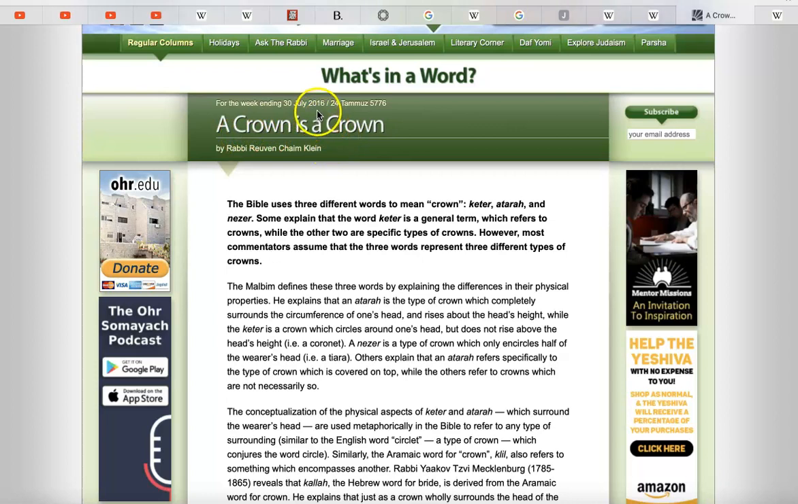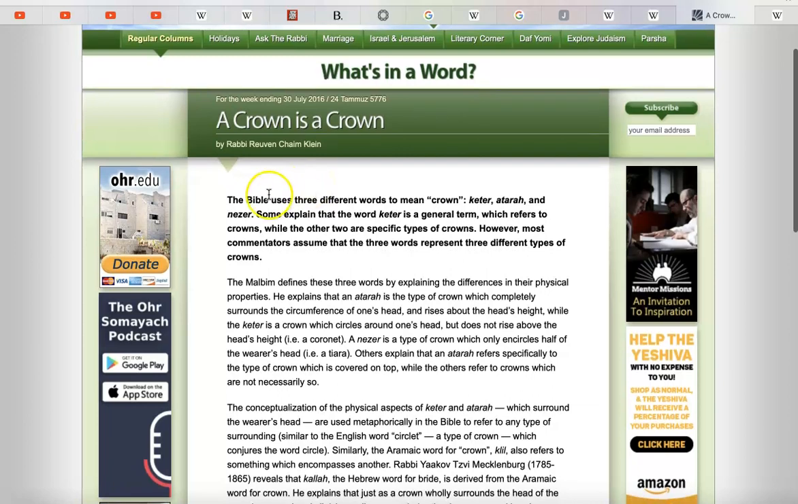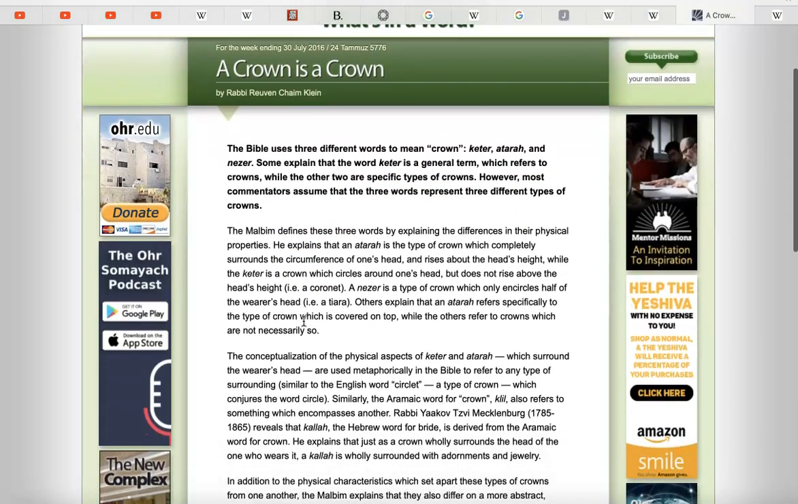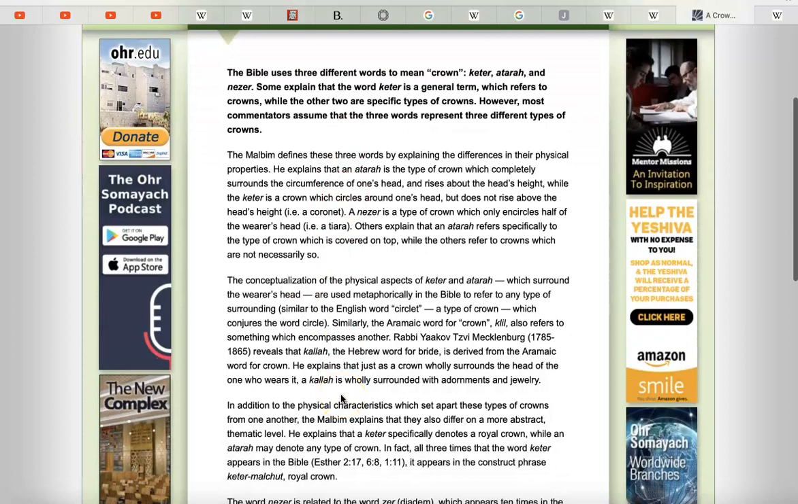And this was written back in 2016 by somebody named Rabbi Reuven Chaim Klein. Okay, so here we are. Why am I here? The Bible uses 3 different words to mean crown: Keter, Atara, and Nezer. Some explain that the word Keter is a general term which refers to crowns, while the other 2 are specific types of crowns. However, most commentators assume that the 3 words represent 3 different types of crowns. And once again, you can read through the length of this article in your own time.